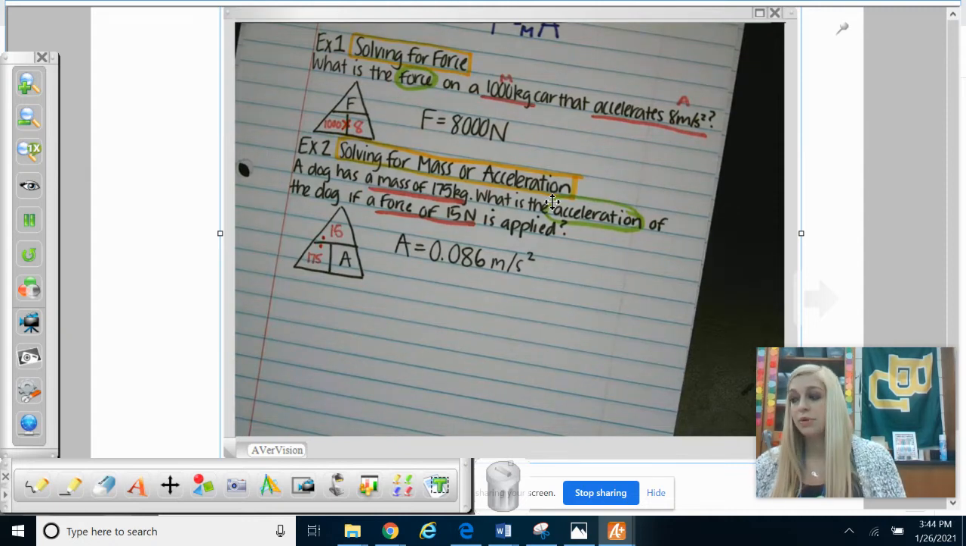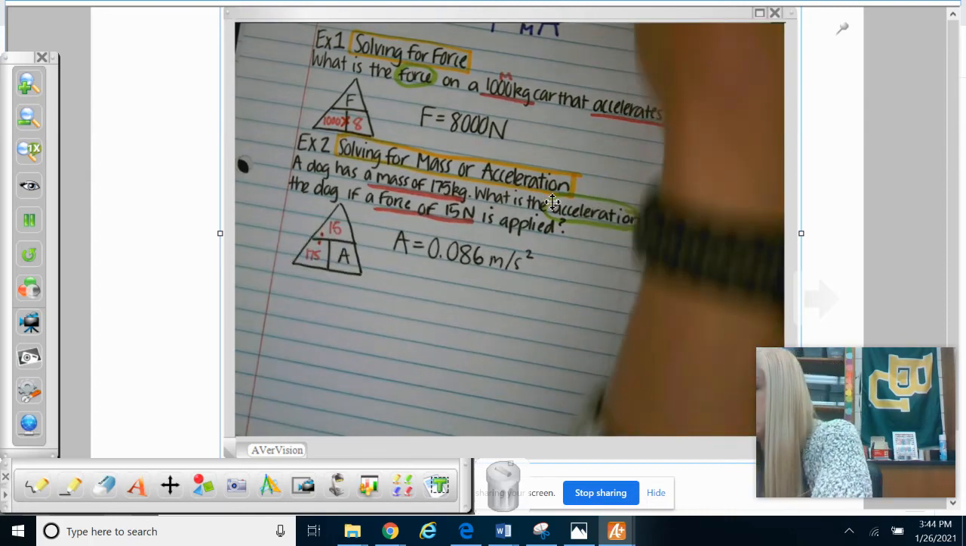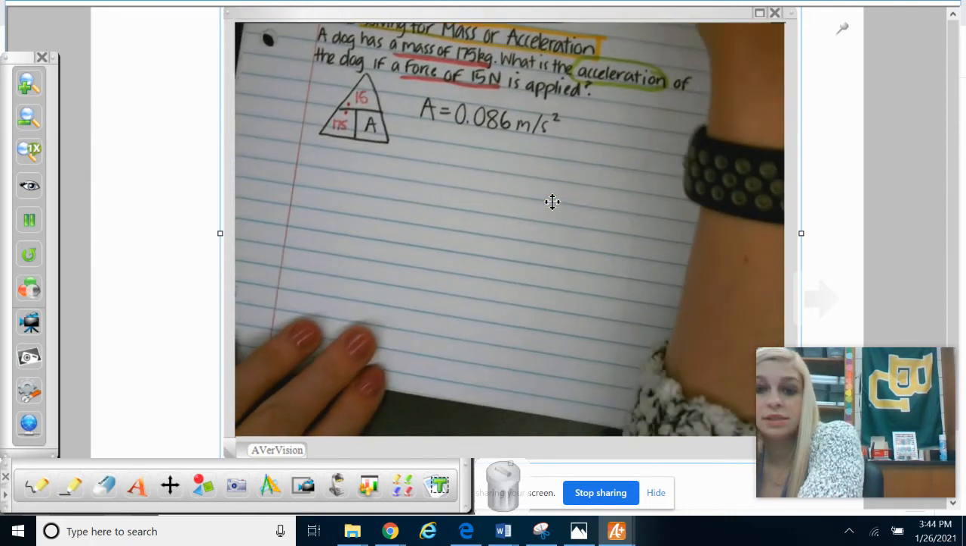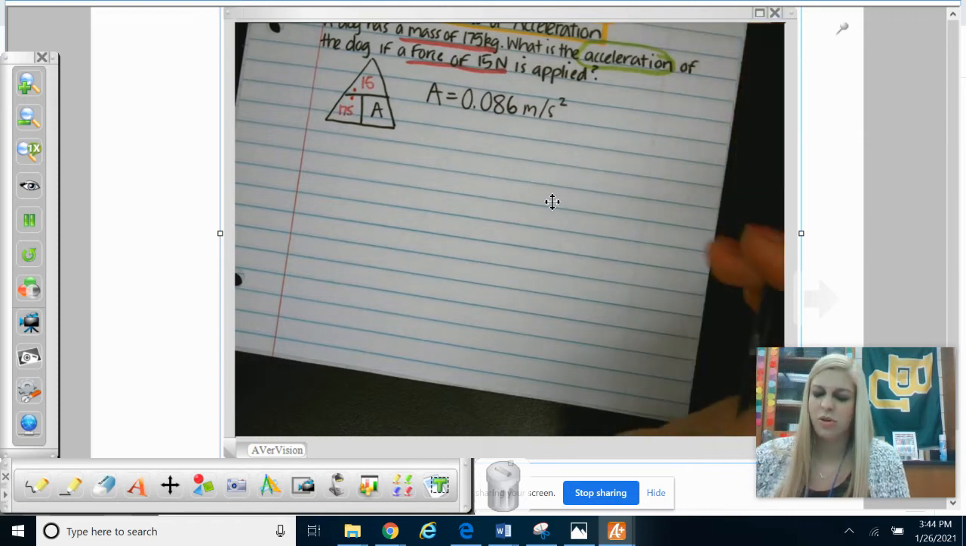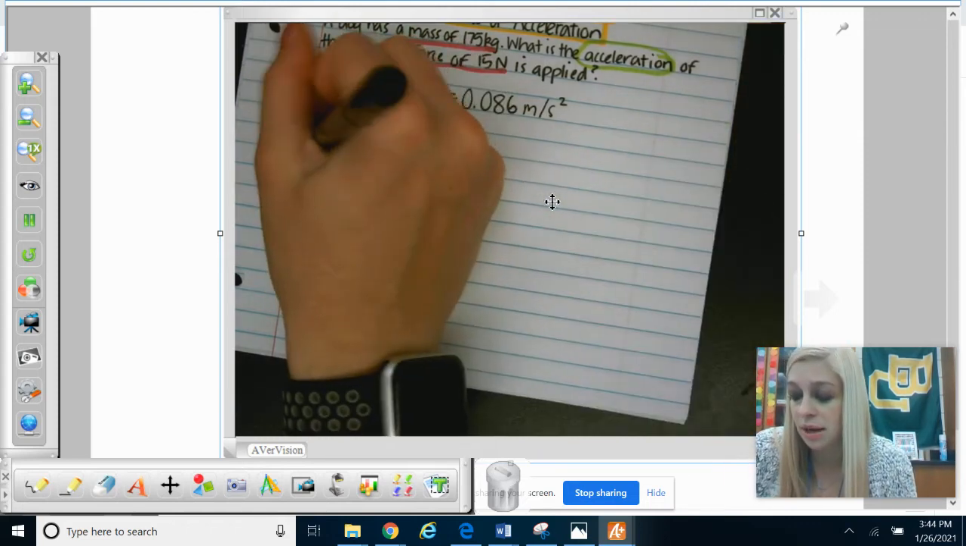All right, one more example. And this type is quite different. Well, not quite different, but now we're going to do an example of a two-step problem.